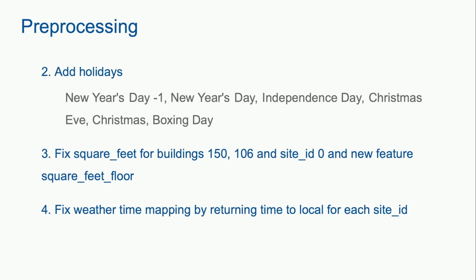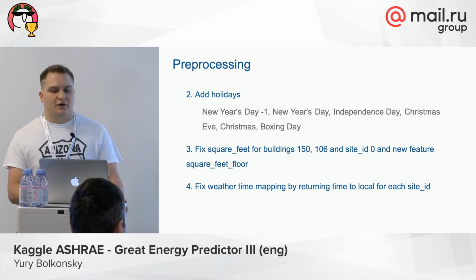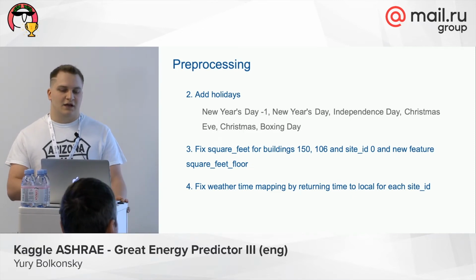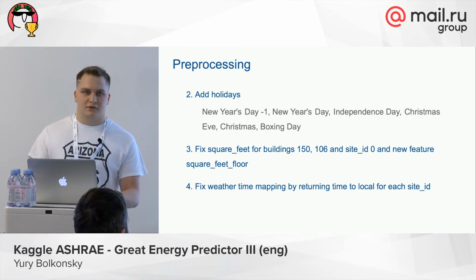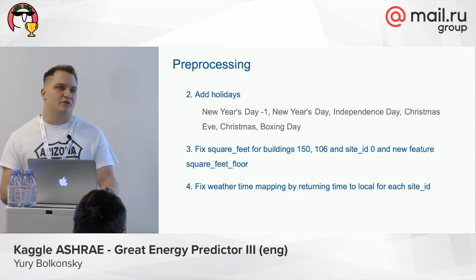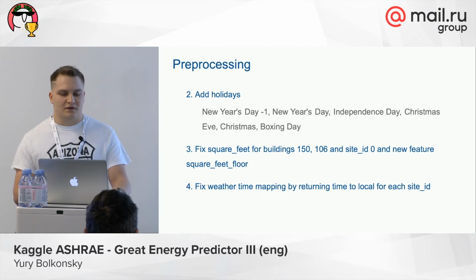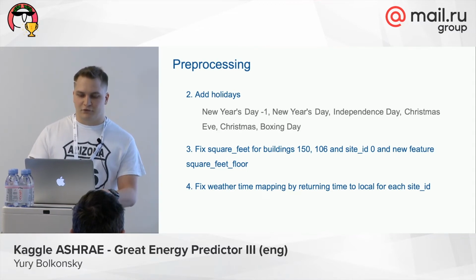The second step of the preprocessing, we add holidays. Because we had the timestamp, we could connect them to the American holidays, such as New Year, day before New Year, Independence Day, Christmas Day, Christmas, and Boxing Day. Also, we fixed square feet for some buildings, like 150 and 106, and for site 0, and added new features, square feet per floor, because for some buildings the area was in some other units, so we needed to normalize them to the same.